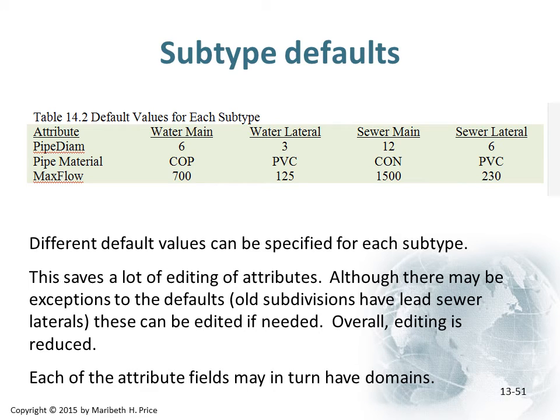Different default values can be specified for each subtype. This saves a lot of editing of attributes, although there may be exceptions to the defaults. Old subdivisions have lead sewer laterals that can be edited if they're needed. Overall, editing is reduced. Each of the attribute fields may in turn have domains, so you can nest options and choices within options and choices to ultimately make it so that your data entry becomes more about selecting within specified ranges or selecting from drop-down menus as opposed to entering each piece of information individually every time, and thus providing multiple opportunities for increased numbers of errors.